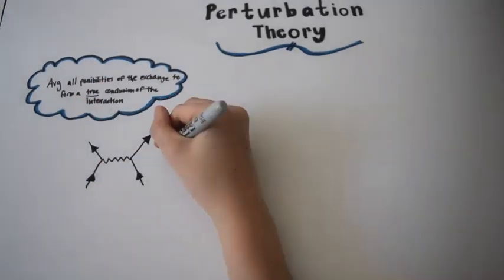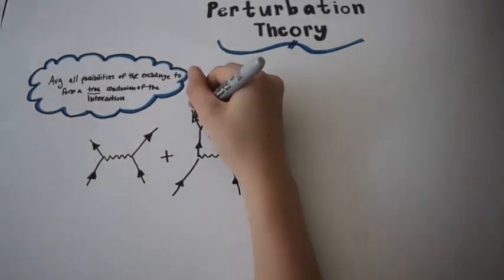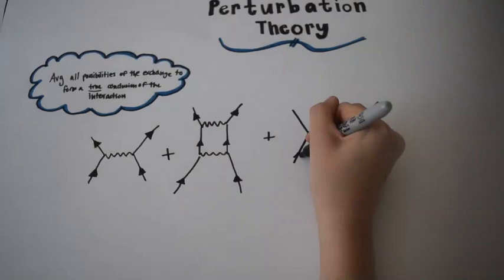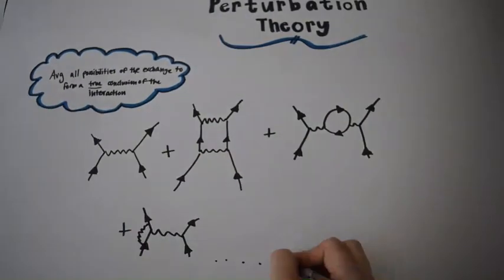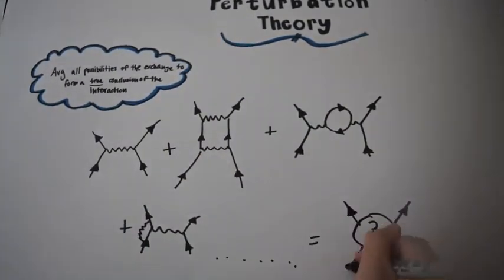This theory uses simple mathematical tools to approximate a complicated event, such as repulsion. All possibilities of virtual particles from one particle to another are averaged to form a true conclusion.